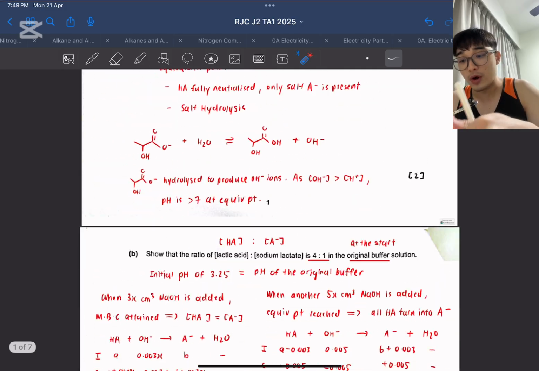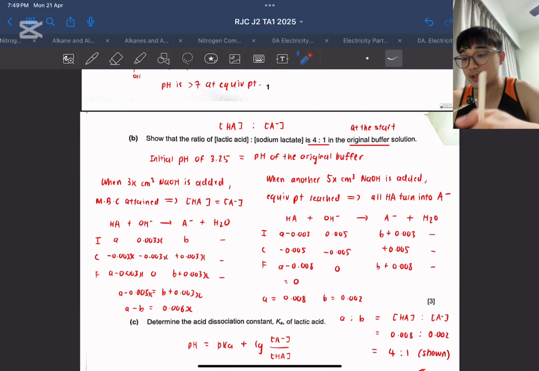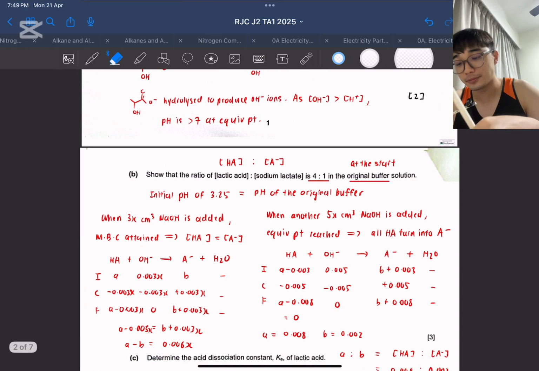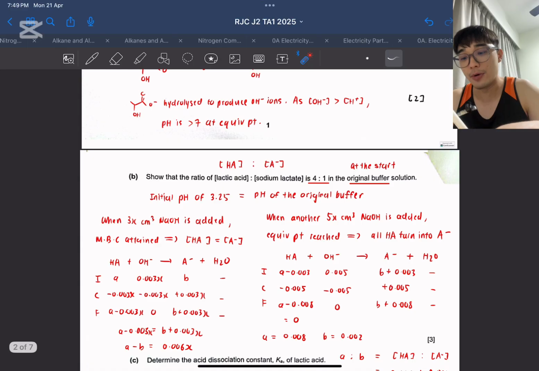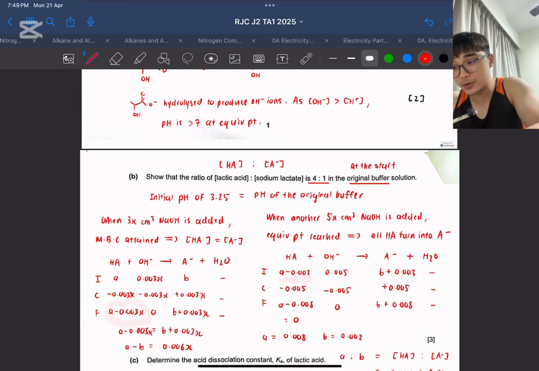Okay, so from this point, we add another 5x more NaOH. We're going to draw another table. When another 5x cm cube of NaOH is added, all the acid now turns into A minus. So I'm going to continue off this point over here. I'm going to place that under the initial value. Let me add the x's in. I forgot about that. I'm going to continue this value here.